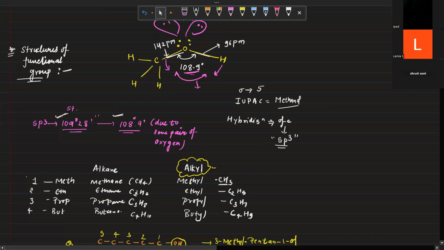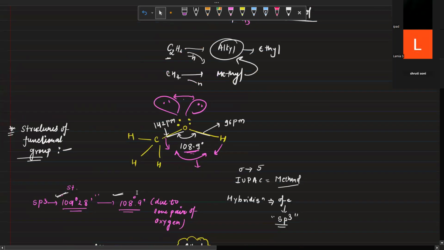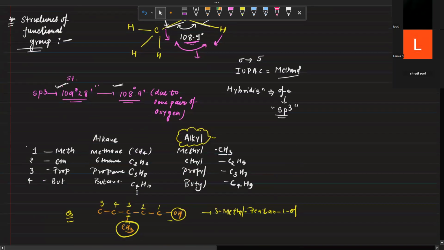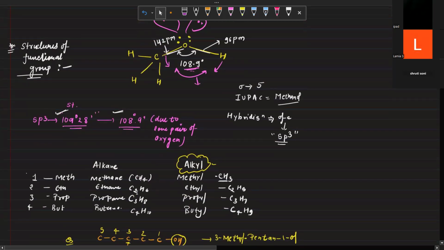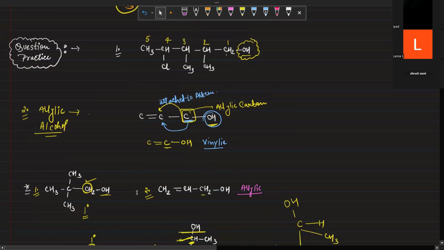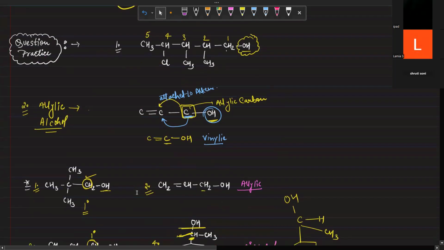Wait, sorry, I think there's something missing at the top, is there? This is just alkyl and methyl group. Oh, okay. Okay, this part is done. Question practice. Yeah, it's done.